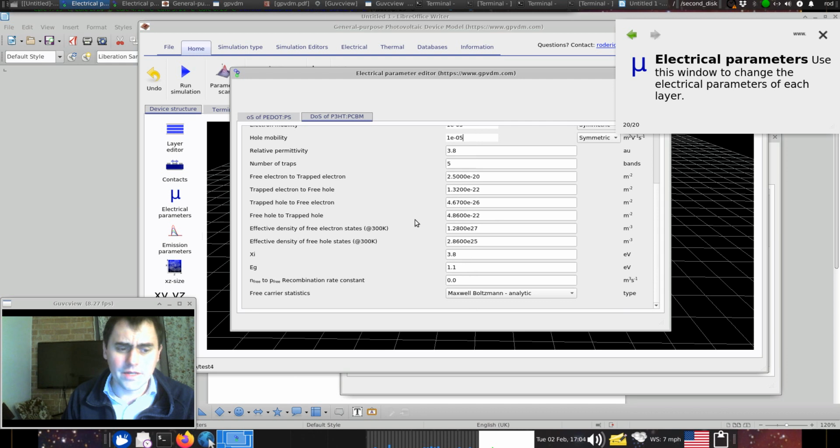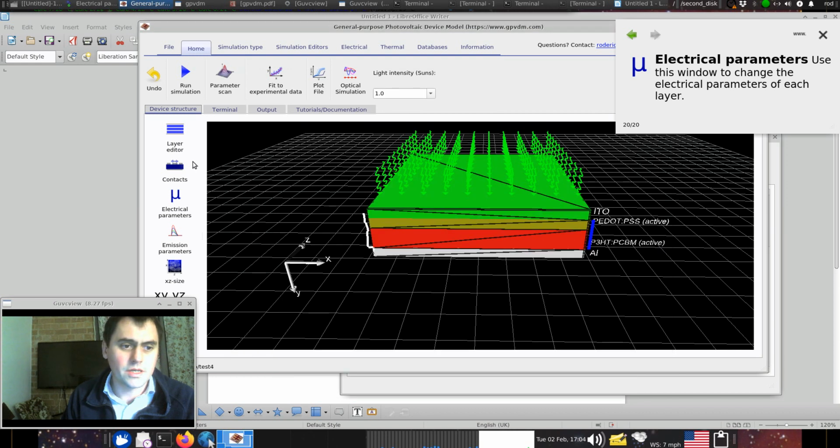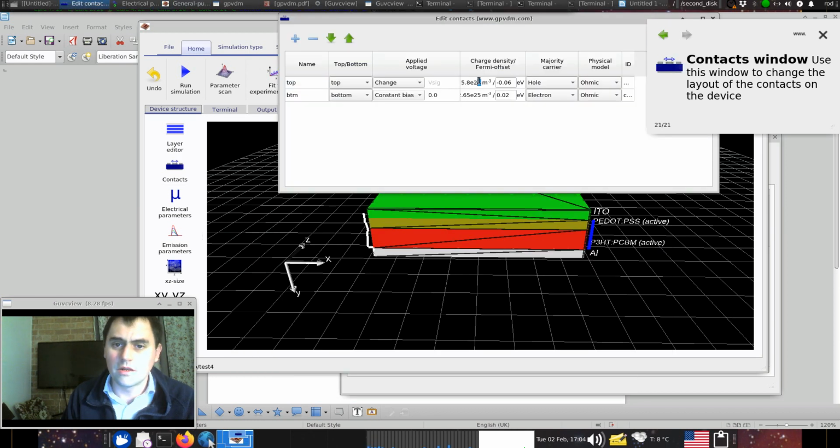And let's also just make it symmetric. So here we've actually got the effective density of states is very asymmetric. So let's just set this to be very symmetric too. That's that. Let's just check the carrier densities on the contacts. Make sure that they're below the effective density of states.